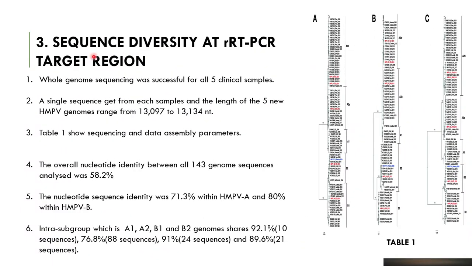The third result is sequence diversity at the RT-PCR target region. The whole genome sequencing was successful for all 5 clinical samples. Table 1 shows sequencing and data assembly parameters. The overall nucleotide identity between all 143 genome sequences analyzed was 58.2%.